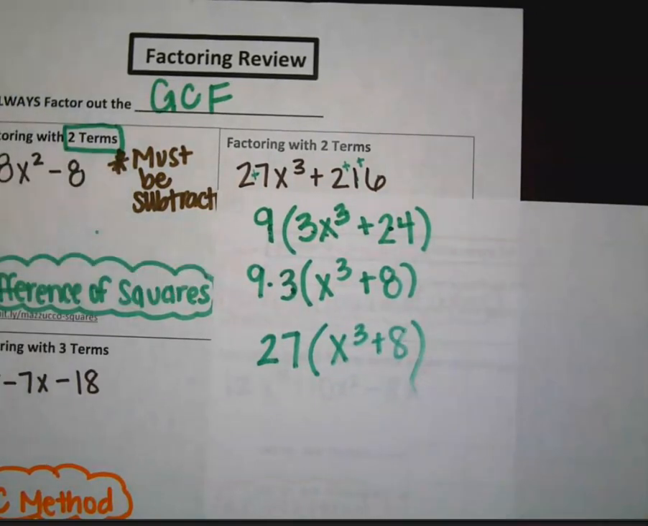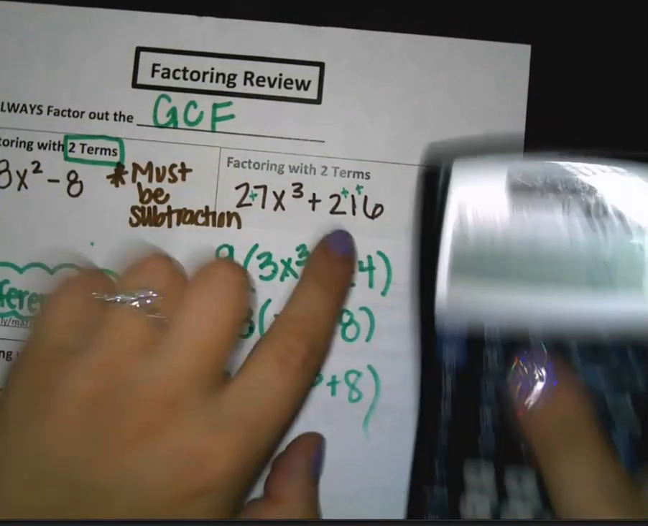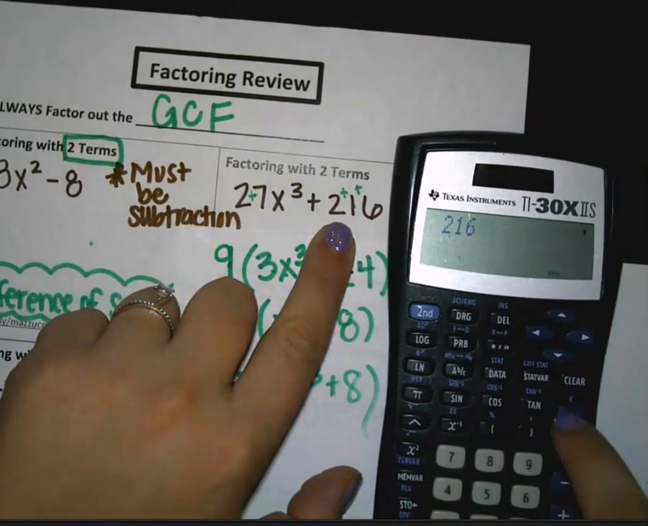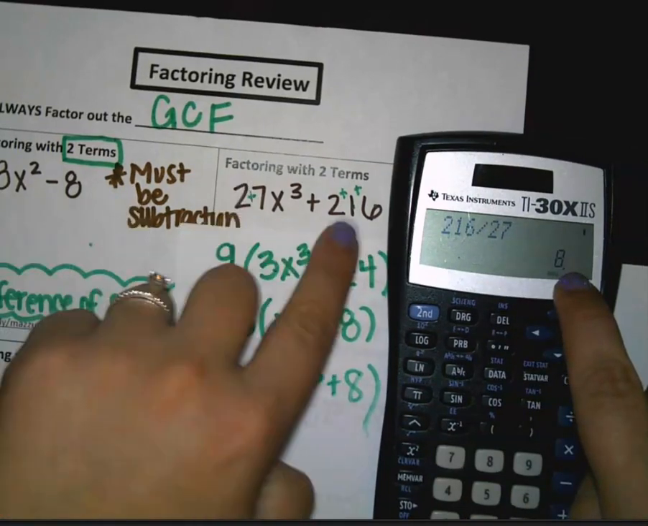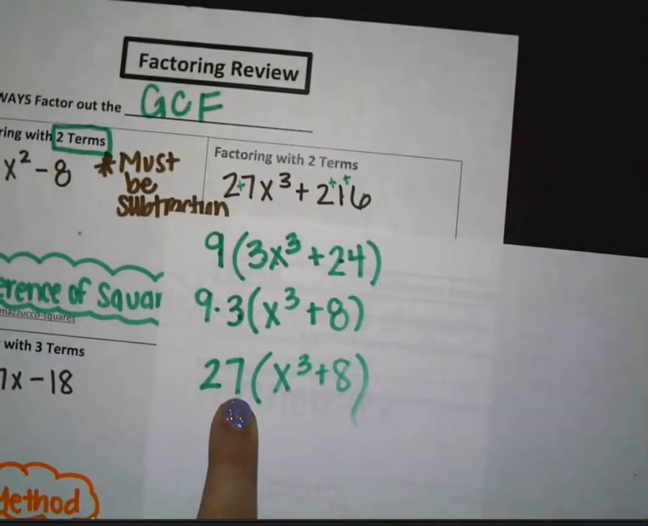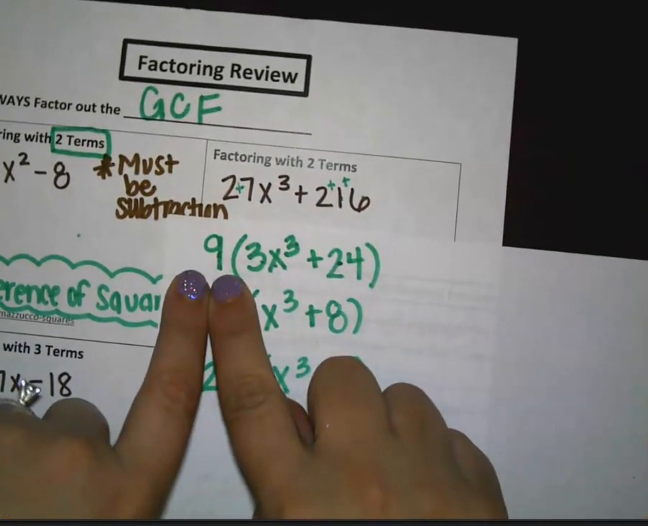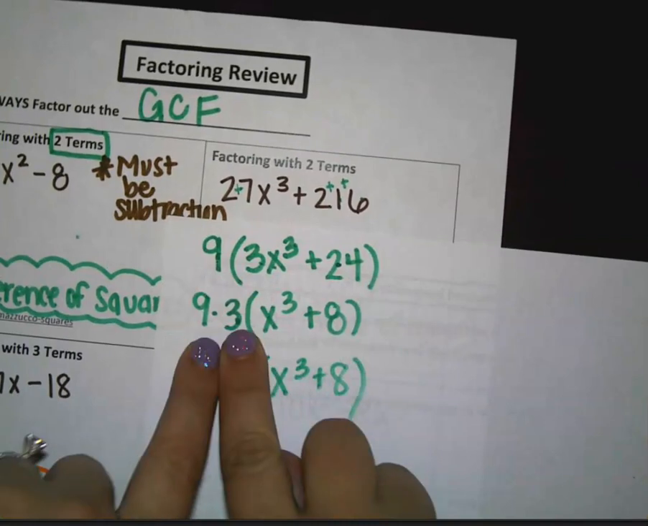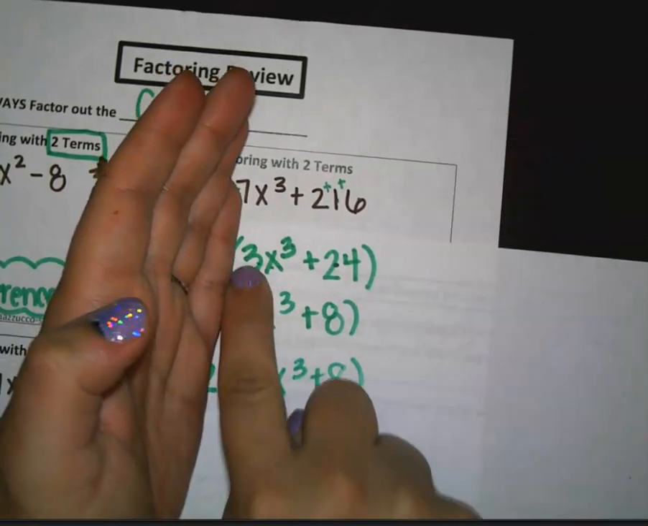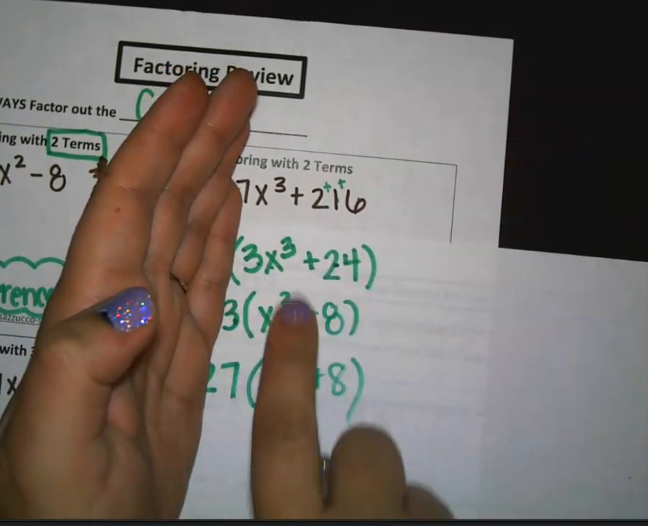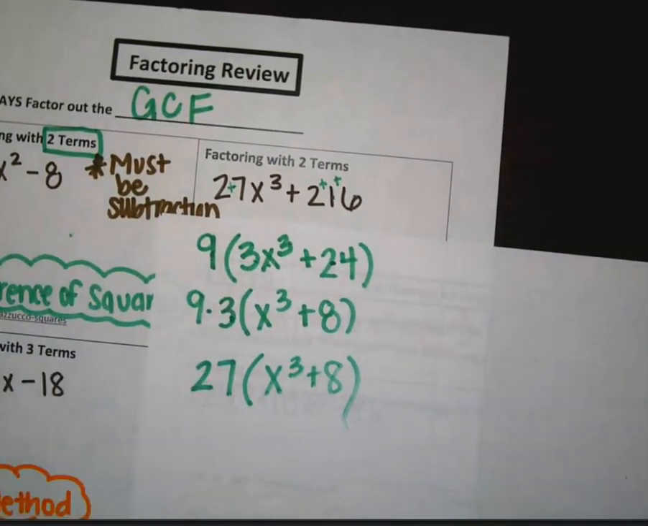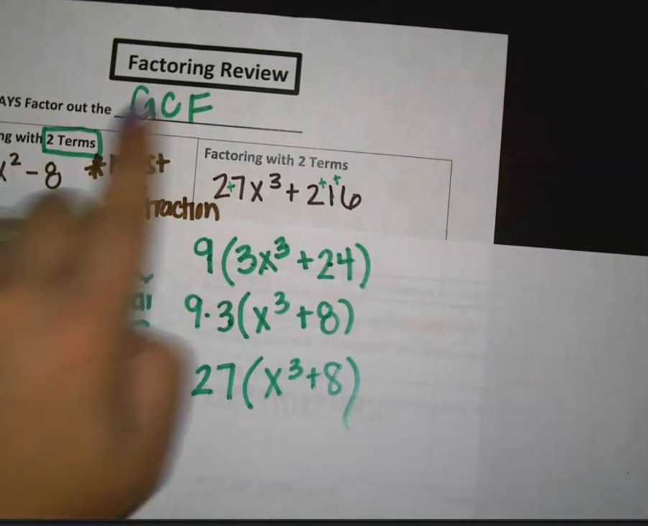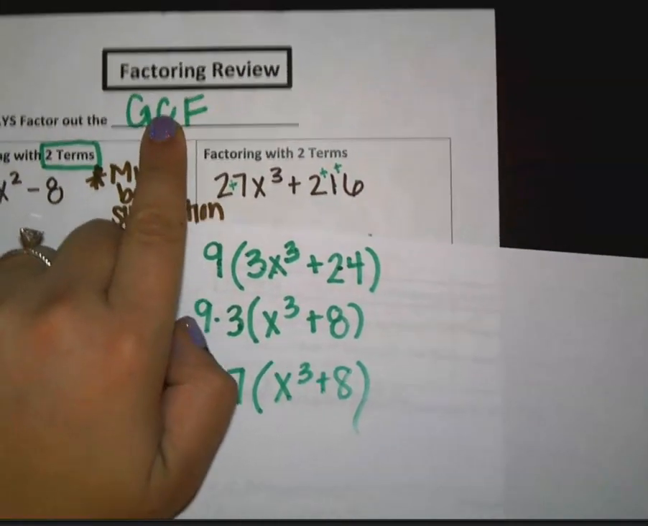Okay, so if we go back to the original problem, if I try 216 divided by 27, it does go into it 8 times. So the GCF of this problem was 27. So the point is, if you don't pick the greatest common factor at the beginning, you have to keep looking to see if there's a number that goes into both of these, and keep going until you have that GCF there. Okay, so that was the first step, no matter what: look for a GCF.